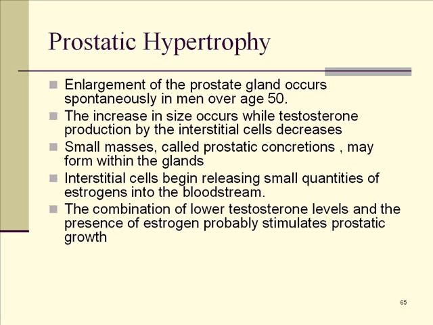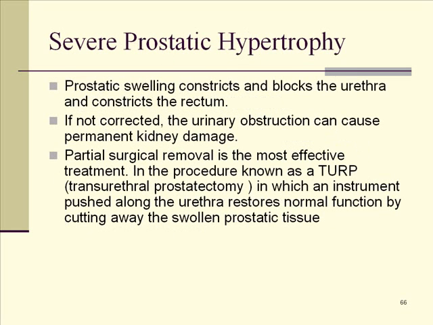Prostatic hypertrophy basically is the enlargement of the prostate gland, which occurs spontaneously in men over the age of 50. The increase in size occurs while testosterone production in the interstitial cells decreases. Small masses referred to as prostatic concretions may form within the glands. Interstitial cells begin releasing small quantities of estrogen into the bloodstream. The combination of lower testosterone levels and the presence of estrogen, yes, estrogen in males, probably stimulates the prostatic growth, causing enlargement of the prostate gland, which can lead to problems.